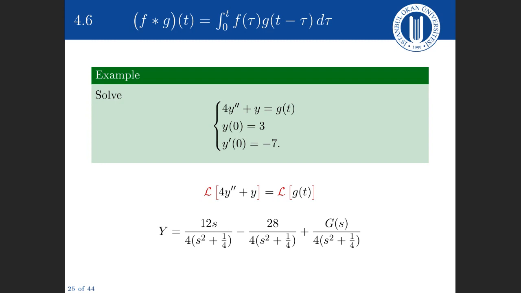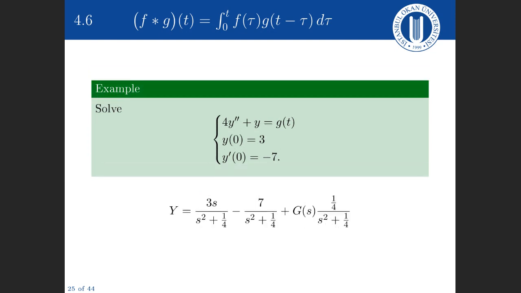Here we go. We have capital Y is 12s over 4 s squared plus 1 over 4, minus 28 over 4 s squared plus a quarter, plus capital G of s over 4 s squared plus a quarter. Or to simplify this slightly, 3s over s squared plus a quarter, minus 7 over s squared plus a quarter, plus capital G multiplied by a quarter over s squared plus a quarter.